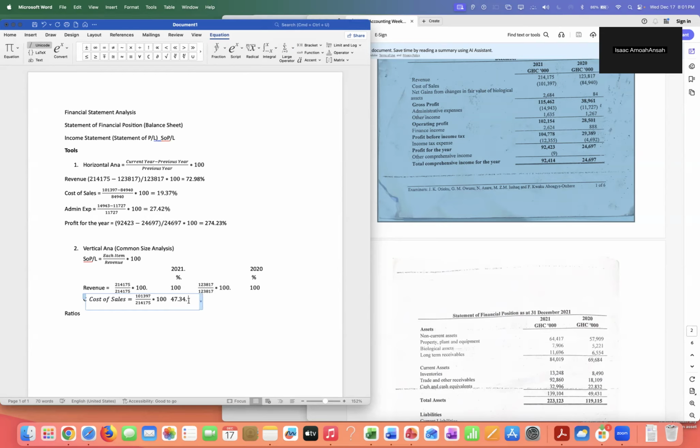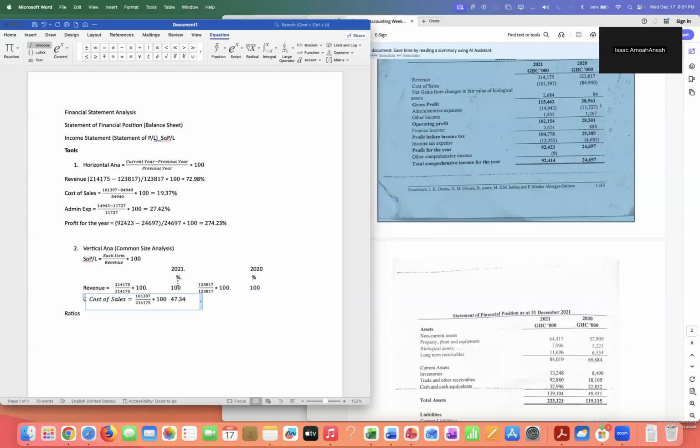Okay. Then 2020, what do we have? What are the figures? We are using 2020 figures. So you have to make sure that you are picking from 2020. Don't come and use 2021 figures. If you mess them up, your answers will be wrong. So what I'm saying is that now we want to compute the common size analysis for cost of sales in 2020.